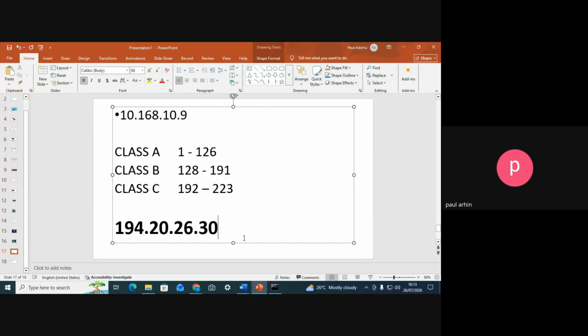Very important. So that's how it works. Having known this, you can now identify which part of the IP address belongs to the network and which part of the IP address belongs to the host.